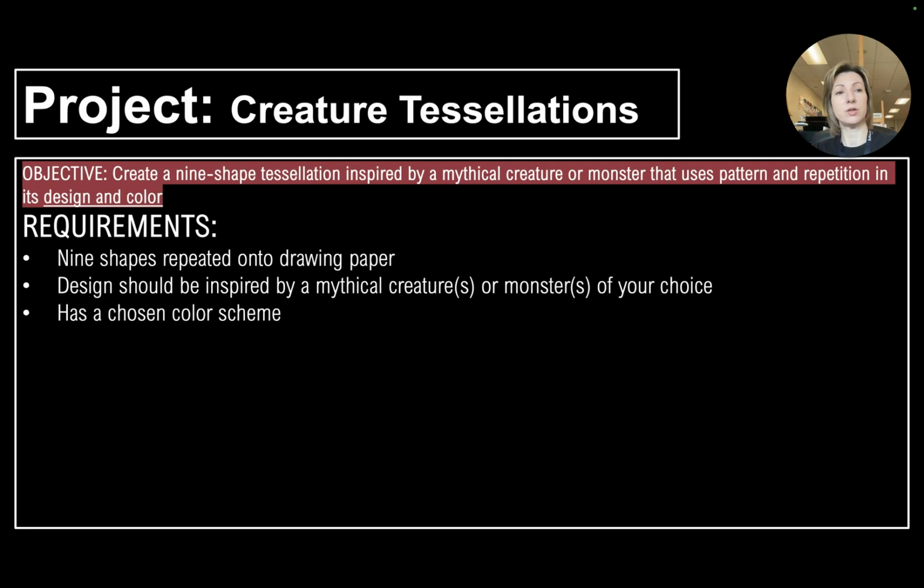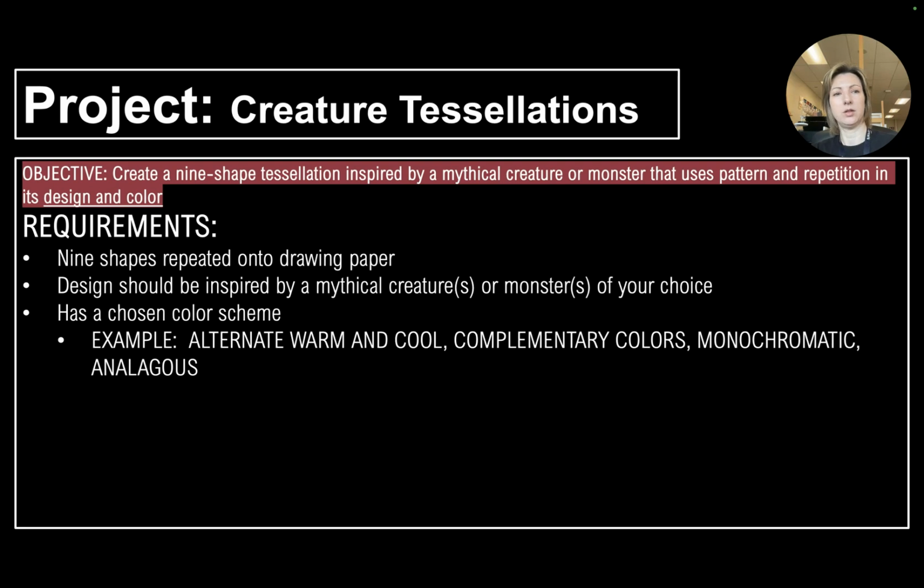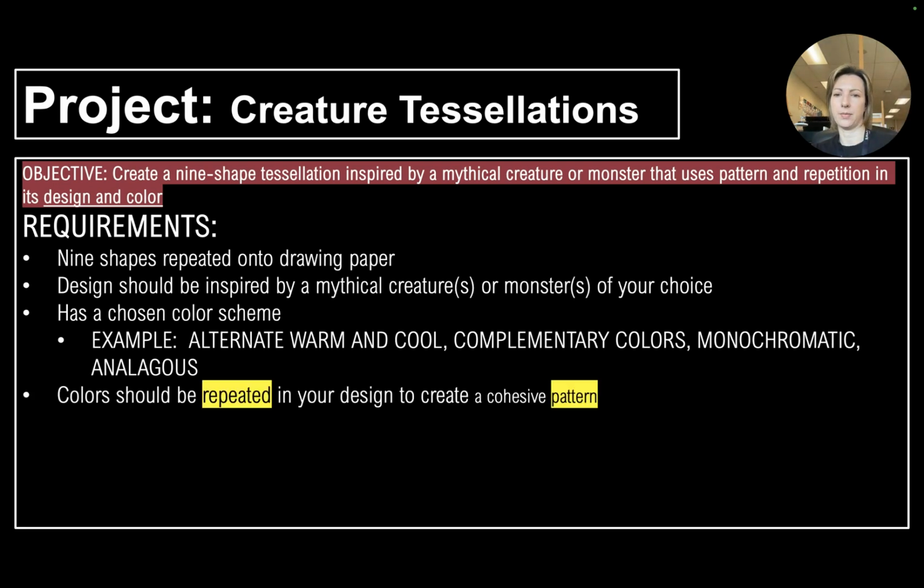It should have a chosen color scheme. So as you are designing your tessellation, you want to alternate warm and cool colors, maybe complementary colors. Maybe you want to do something monochromatic, something with analogous colors. So colors that are next to each other on the color wheel. So you want to play around with how you're going to color your pattern in your creature. So it really has this sense of repetition and pattern when you're looking at it as a whole.